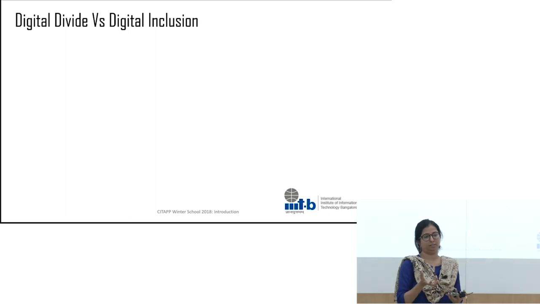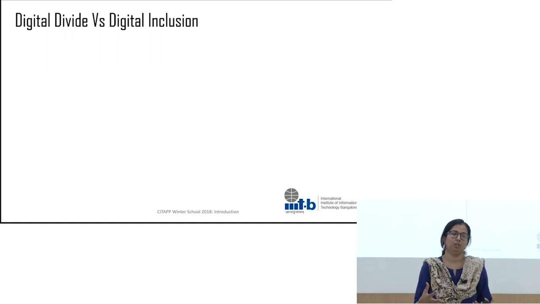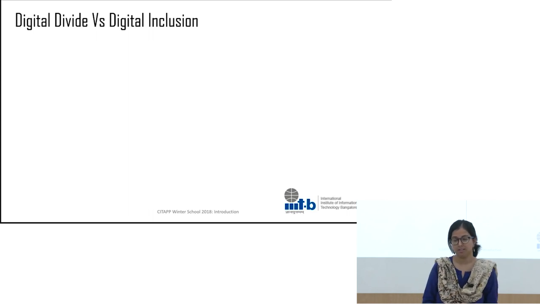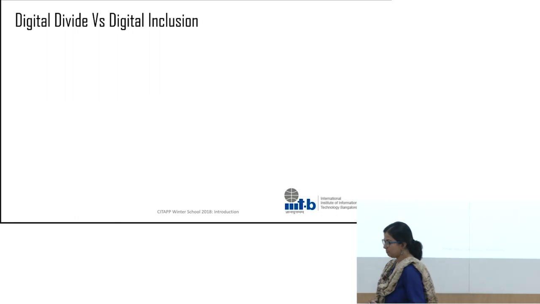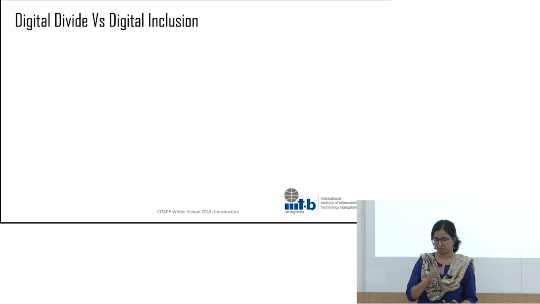So the device or the technology in itself holds the potential to change your life. So as soon as you have access to it, so everybody should have access to it, and as soon as you have access to it, your life is going to change. That's the first point. So this is the first problem. I'll explain why it is a problem.